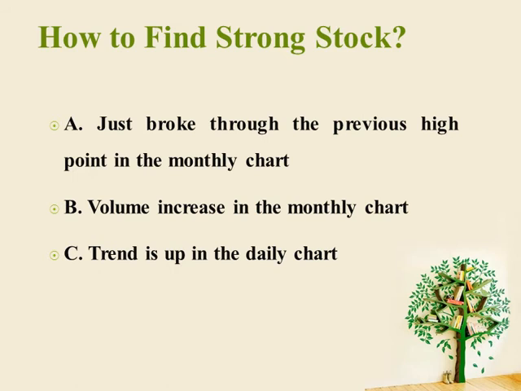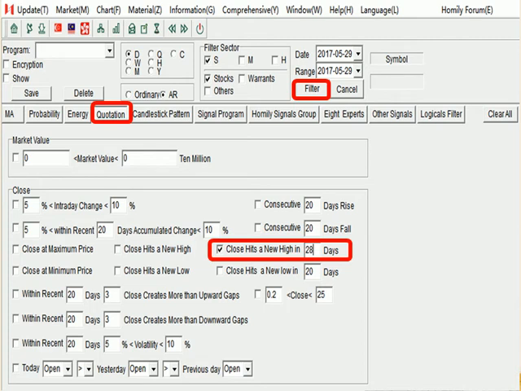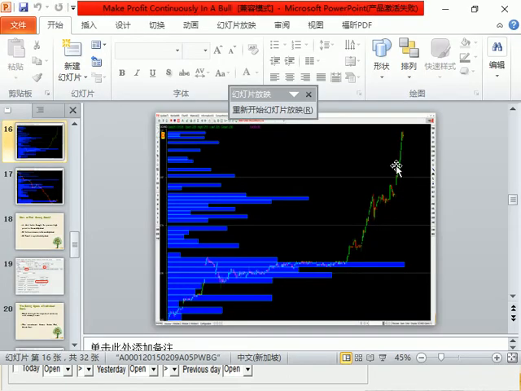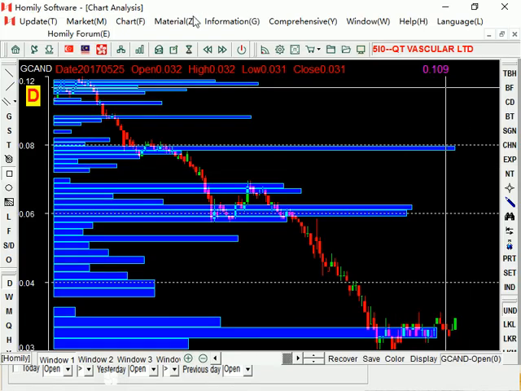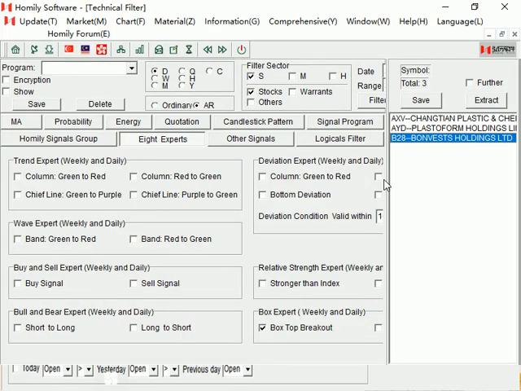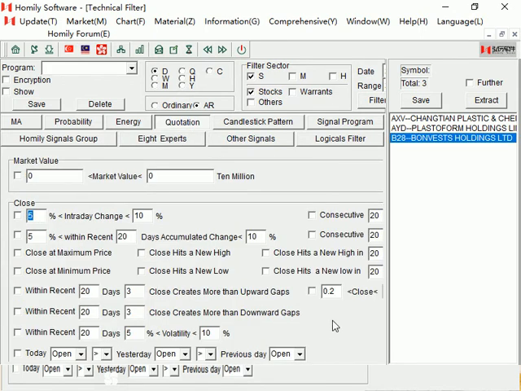But how to find it? You can use this filter method to filter some stocks like this. Click filter, then quotation, close hits a new high in 28 days, then just click filter, that's all. Only one condition. So how to do that? Click filter, information filter method, then quotation, close hits a new high in 28 days. Then click filter. Then you can find some stocks, whether they are strong for the long term or not.